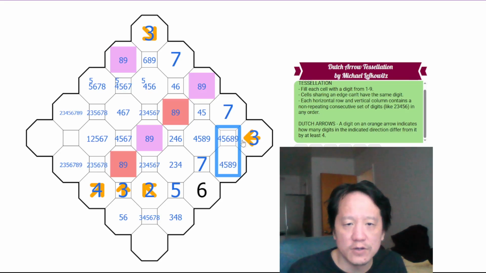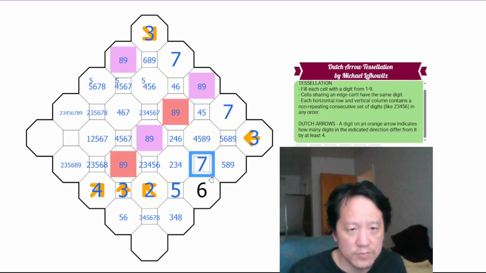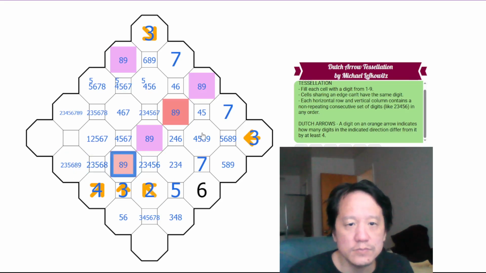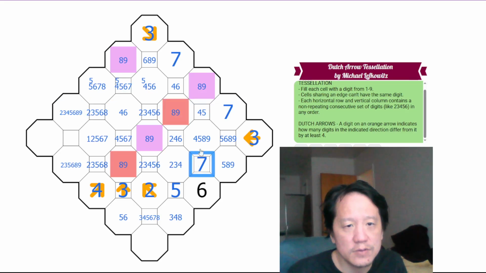No 7 here. This is 5, 6, 7, or 6, 7, 8, or 7, 8, 9. So there's no 4 here. 7 eliminates 7 in the rest of the row. These can't be 7 because of 7 in the row. We need a 7 somewhere here, so one of these 2 is a 7.